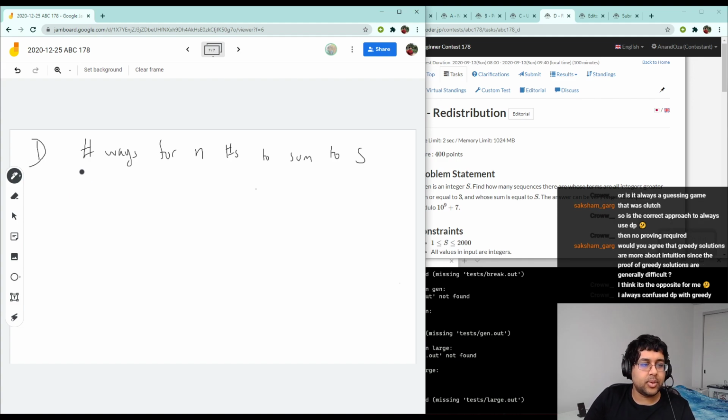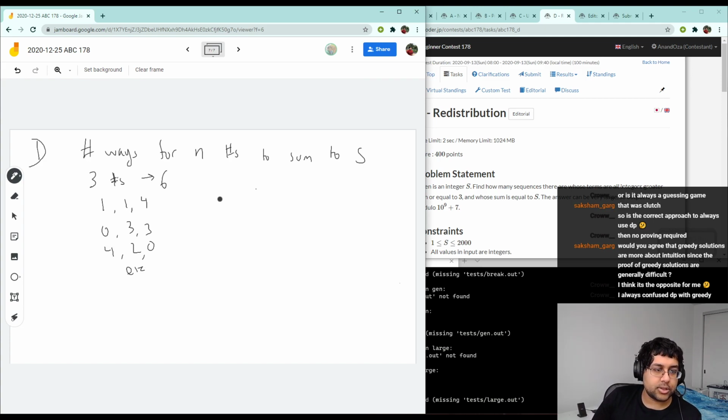Anyway, so for D, we want to count how many ways for n numbers to sum to s. So, for example, if you want 3 numbers that sum to 6, one way to do that would be like 1, 1, 4. Another way would be 0, 3, 3. Another way would be 4, 2, 0, etc.